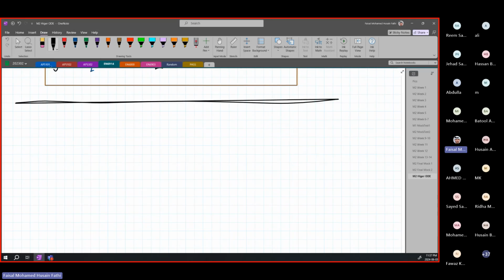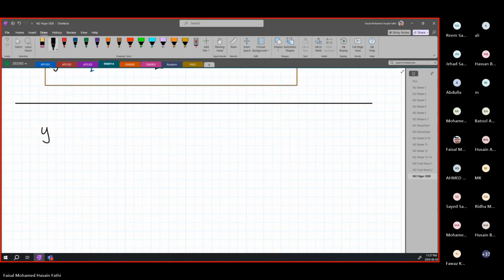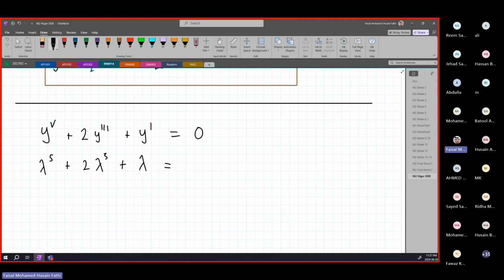because most of you have been requesting it. Which is y to the 5 plus 2y triple prime plus y prime equal 0. If we find our characteristic or auxiliary equation here, this is going to be lambda to the power of 5 plus 2 lambda to the power of 3 plus lambda equal 0.